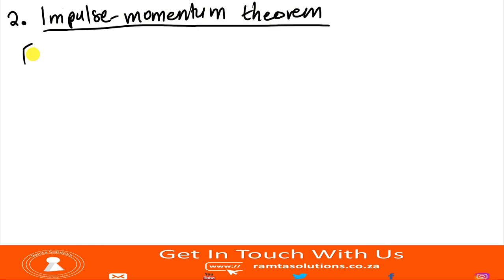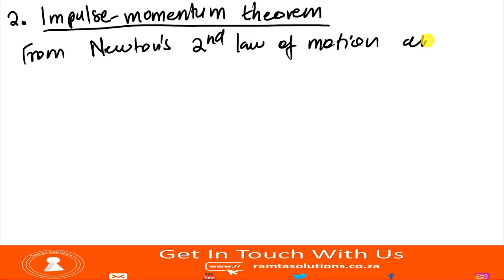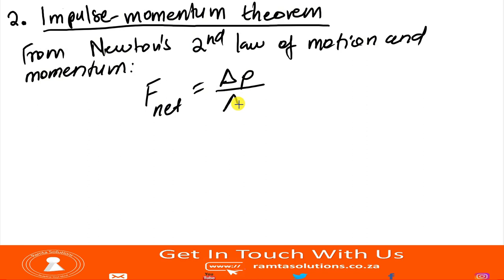So we're talking impulse momentum theorem. From Newton's second law of motion and momentum, we had this formula: F net equals delta P over delta T. So when you cross multiply by delta T throughout, you will be getting F net delta T equals delta P.